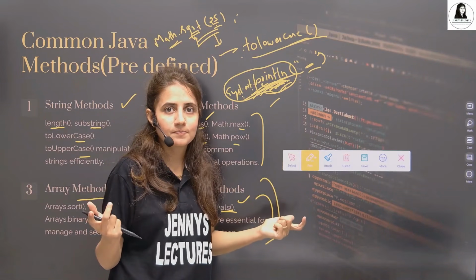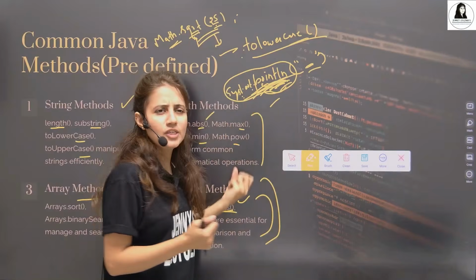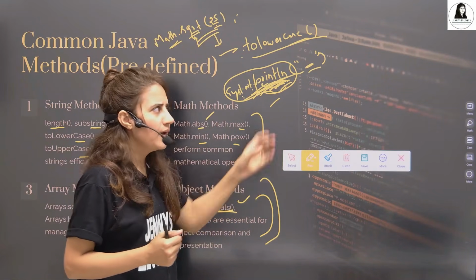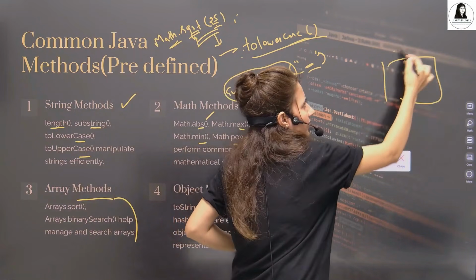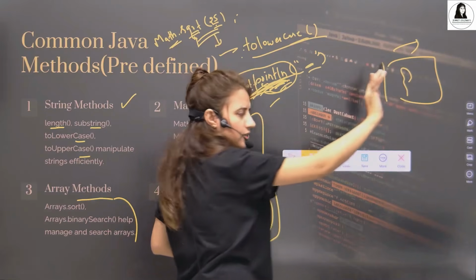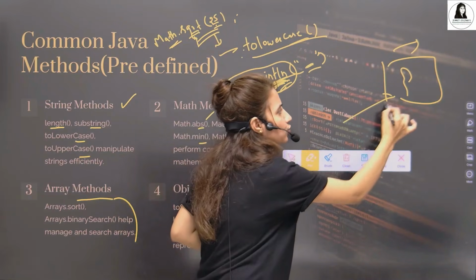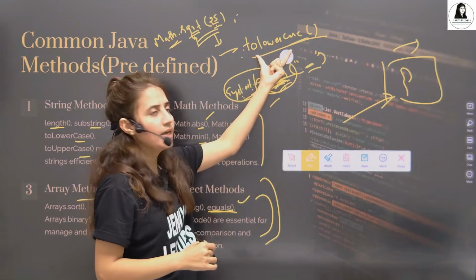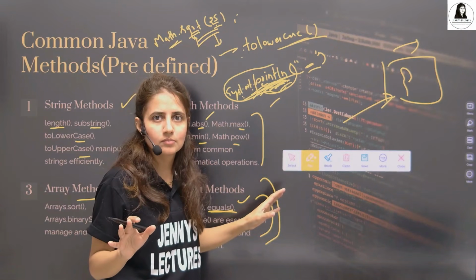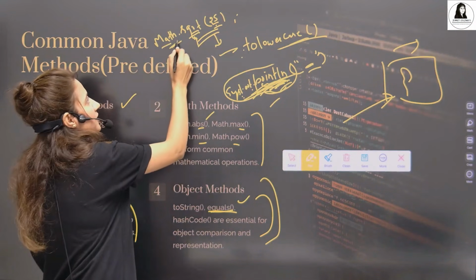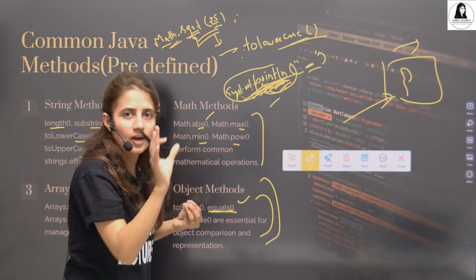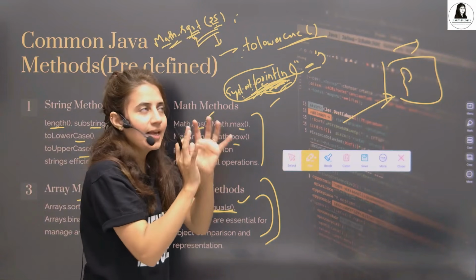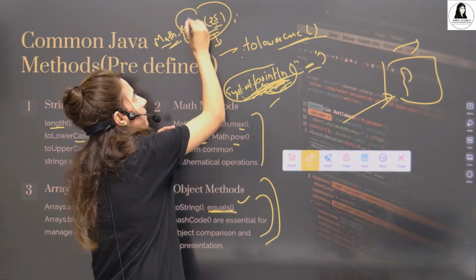Yes, that's correct. See, the beauty of these methods is they have already been written somewhere in some class, in some package. Methods are already written and you are just using them. How to use? You just call these methods by the name of that method. That's it. Sometimes you write the class name, then dot, and then the name of that method using the dot operator. But the main thing is you are just calling the name.